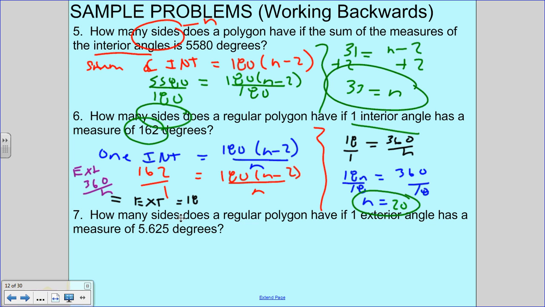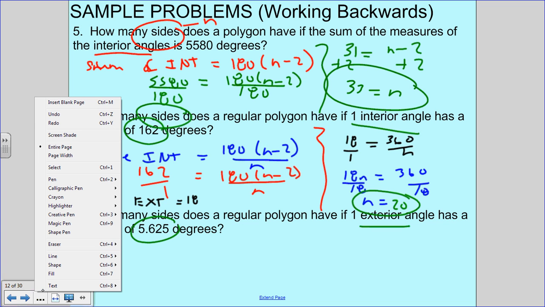And lastly, number 7, again, we're looking for the number of sides. We have one exterior angle that is 5.625 degrees. So I've already did an example that had to deal with one exterior angle. So you can solve that one on your own.